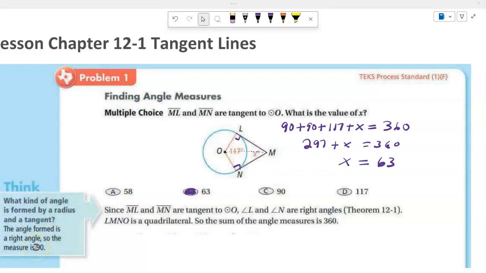ML and MN are tangent to circle O. We know that LM and NM are tangent at L and N, so these two are perpendicular to the radius. We know that the sum of the angles in a quadrilateral is 360. So this is going to be 90, 90, 117, and x. So 90 plus 90 is 180, plus 117 gives you 297, plus x equals 360. You subtract these two and you get 63.